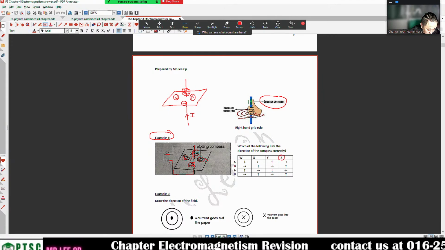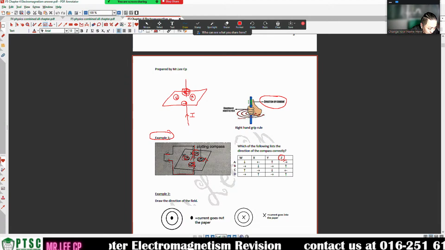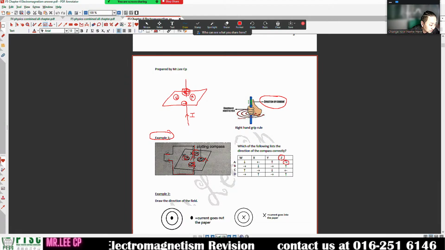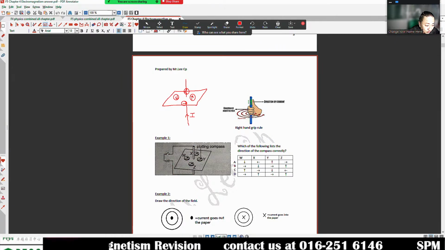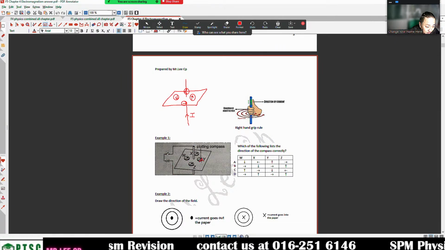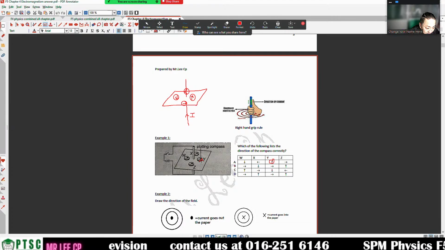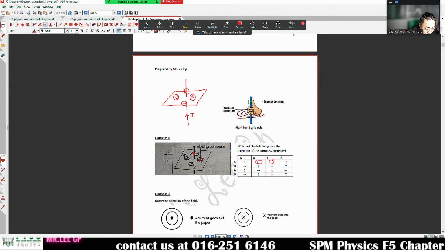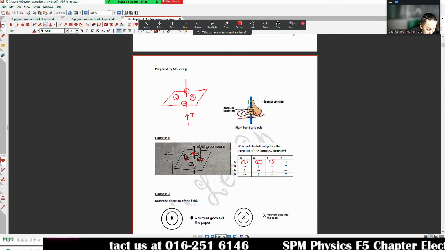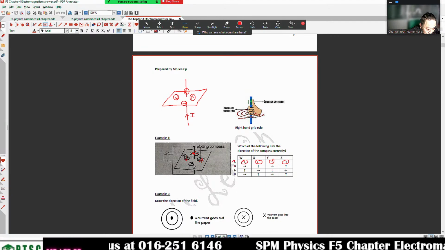We see Z to the right is here. Z to the right, no others. So I double check Y. Y is flowing upward. Yes, correct. And then X is going to the left, and W is going downward. Correct. So the answer will be A.